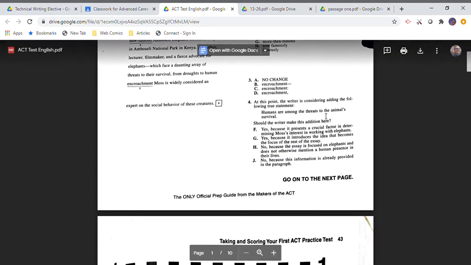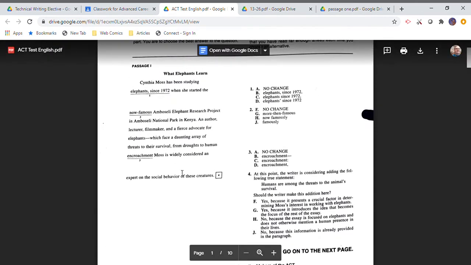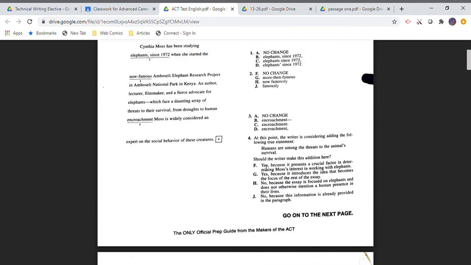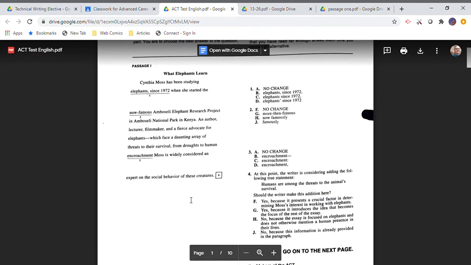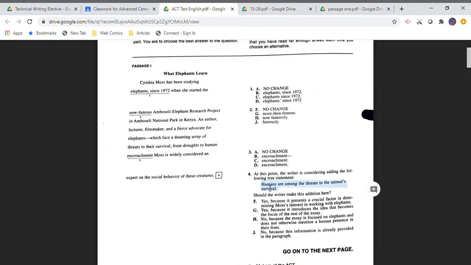Okay, now 4 has this little box, so we're probably going to be talking about the whole paragraph. At this point, the writer is considering adding the following true statement. Humans are among the threats to animal survival. Should the writer make this addition here? So we'll read the whole thing again and see if this sentence makes sense there.